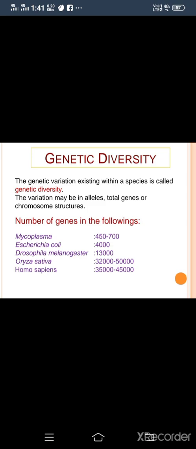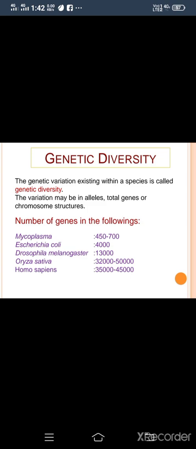The genetic variation existing within a species is called genetic diversity. The variation may be in alleles, total genes or chromosome structure. So the meaning of this is all the organisms are made up of different types of genes. Different types of genes we call genetic diversity. The difference may be in the form of alleles. Alleles means different forms of the same gene, or they may be different types of genes or the chromosomal structures.